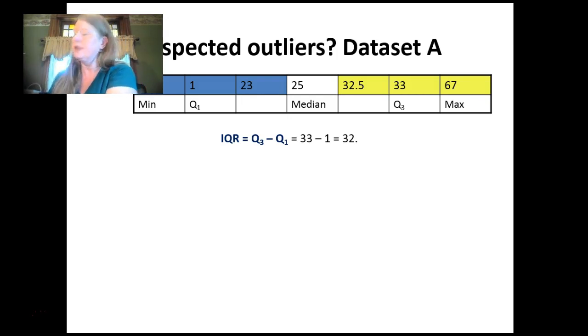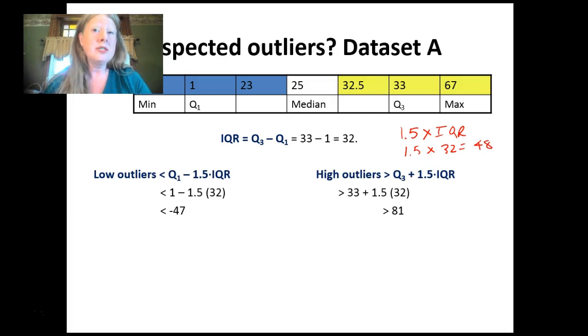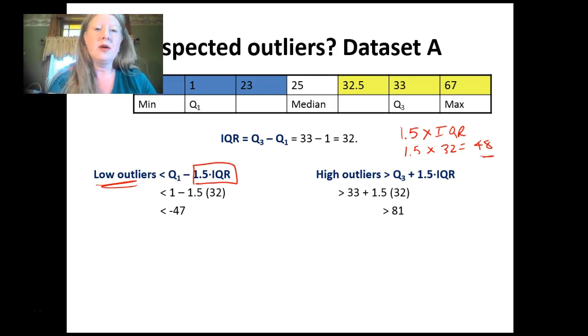Then you want to figure out 1.5 times the IQR. I left that out of what you're going to see following this, so let me write it up here. 1.5 times the IQR would be 1.5 times 32, and that's 48. So we figure out this number. What do we do now? Well, if we want to know if we have any low outliers, we take this number, 48, and subtract it from Q1. So 1 minus 1.5 times 32, which is 48, ends up yielding negative 47.